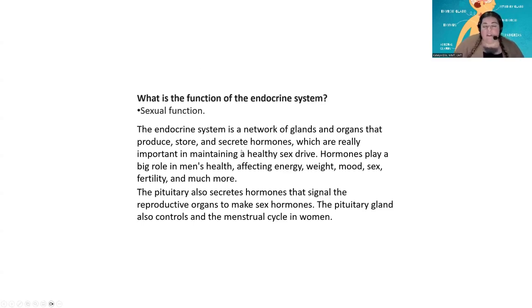All right, another function of the endocrine system is sexual function. The endocrine system is a network of glands and organs that produce, store, and secrete hormones, which are really important in maintaining a healthy sex drive.